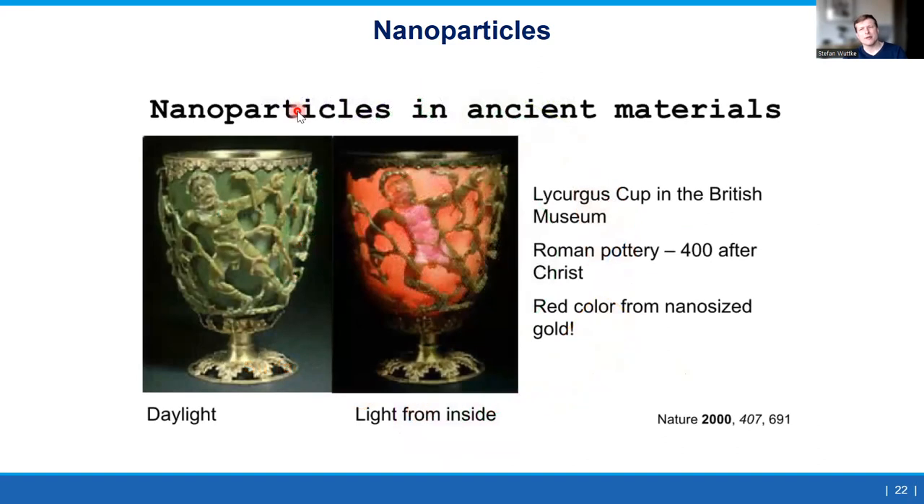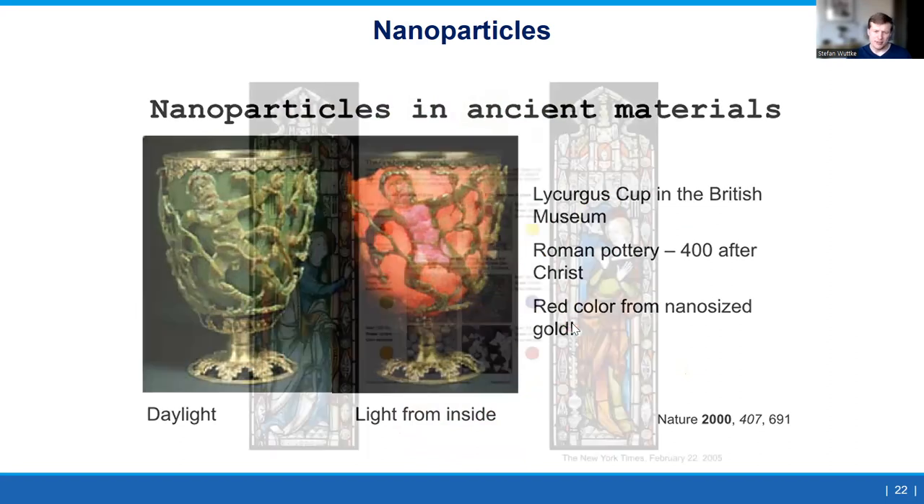Then also very important is that nano is nothing new. Humans did this already a long time ago without knowing it, like this nice cup. You see here during the daylight, and light coming from inside. This red color is from nano-sized gold particles. So people did nanoscience without knowing it. And why they didn't know this, we come to in a moment.